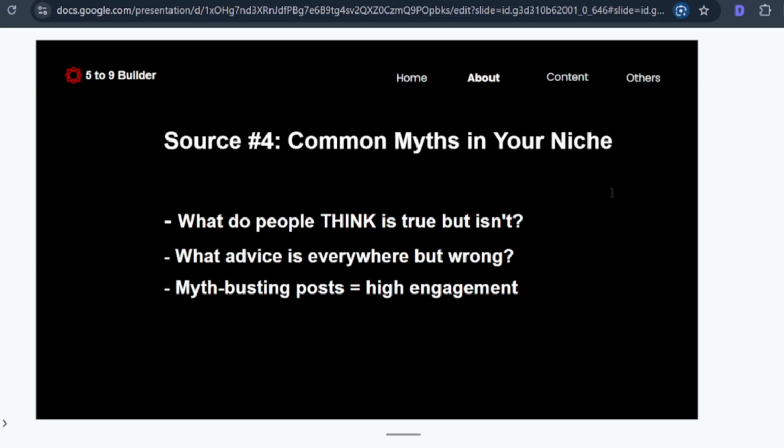The fourth one is the common myth, just like we have seen before. So there are myths that you can use to create content. What people think is true, but it isn't. Or what advice is everywhere, but it is wrong. Stuff like that. So this is what it means to use the common myth in your niche.